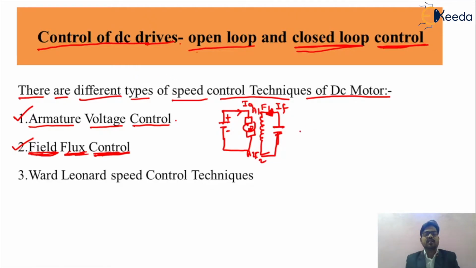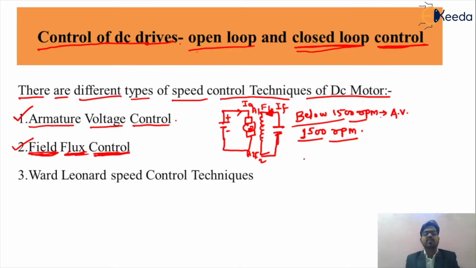Suppose friends, one of the motors that we have is rated at 1500 rpm, and if you want to control the speed of that motor below 1500 rpm, we can prefer this type of speed control technique. This is called armature voltage control.